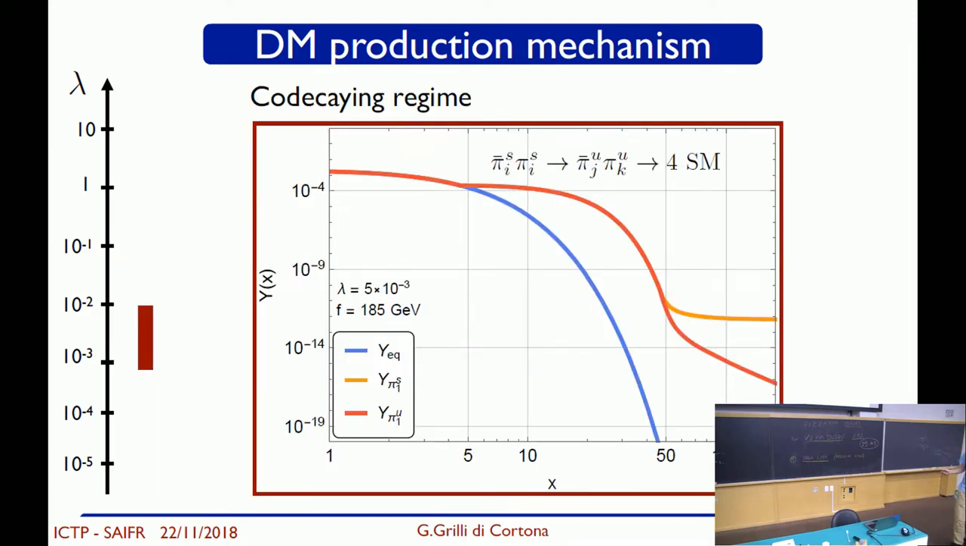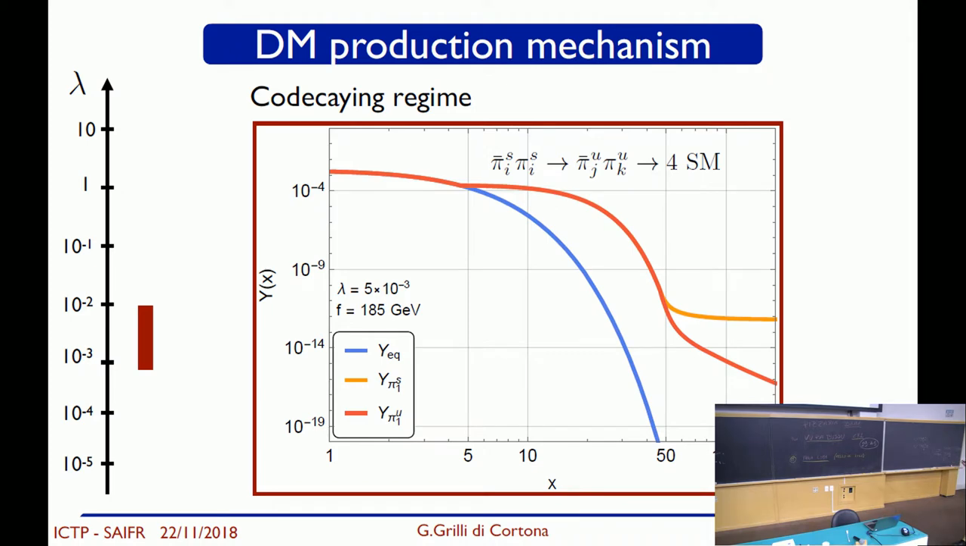As lambda increases, we have co-decaying dark matter, so we have that the dark sector decouples from the standard model at a very small x, and the 3-to-2 mechanism will be inefficient with respect to the annihilation of two stable pions, which will be our dark matter, into two unstable ones, for the simple fact that the 3-to-2 processes go as a large power of the number density. And so this mechanism will be the main mechanism, and the unstable pions then will decay, each one into two standard model fields.